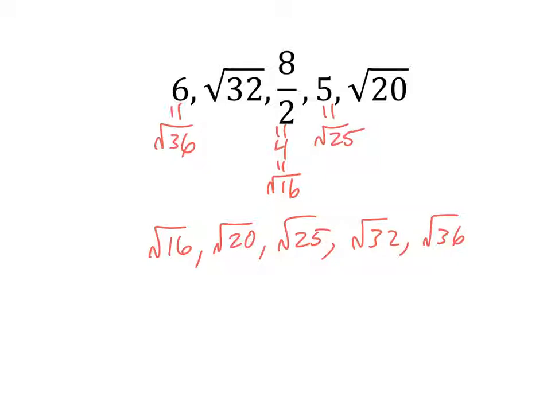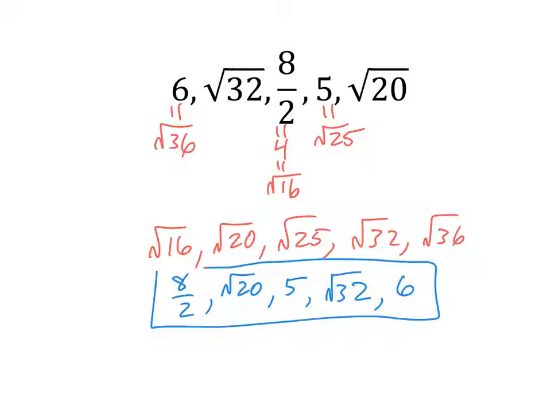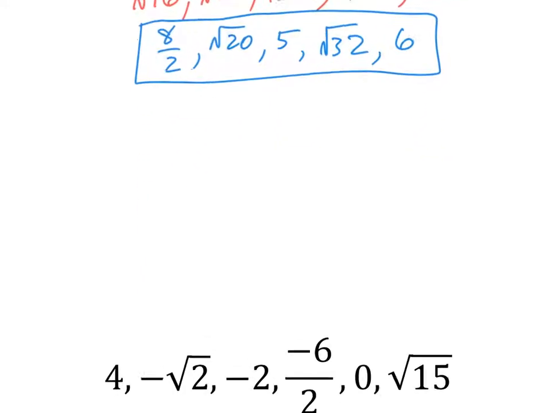So square root of 16 was originally written as 8 over 2. So we'll start with that one. Then square root of 20 stays the same. Square root of 25 would be 5. Square root of 32 stays the same. And the square root of 36 is equal to 6. Okay, so we know that we ordered them. And I can always check that in my calculator by finding the square root of 20 and the square root of 32. But I'll leave that for you to do on your own.